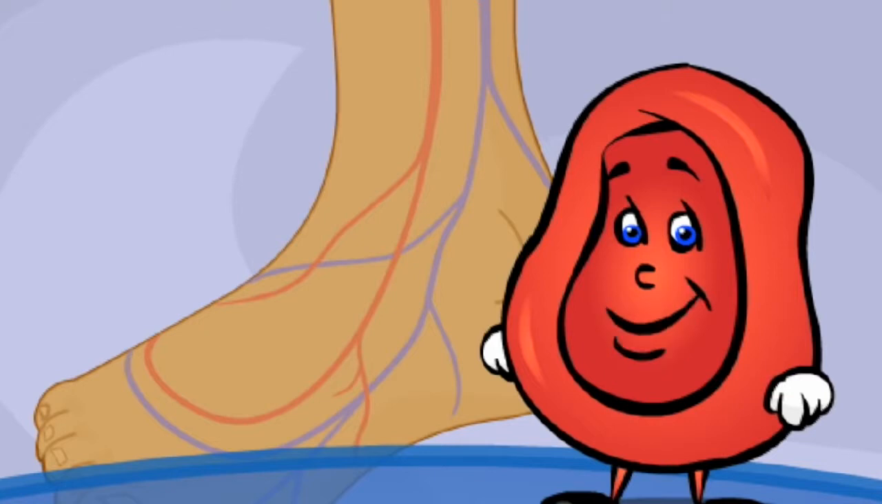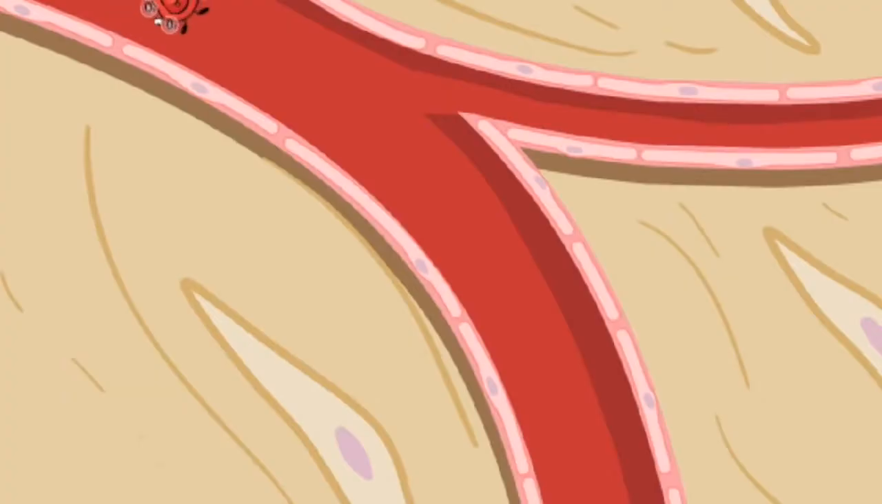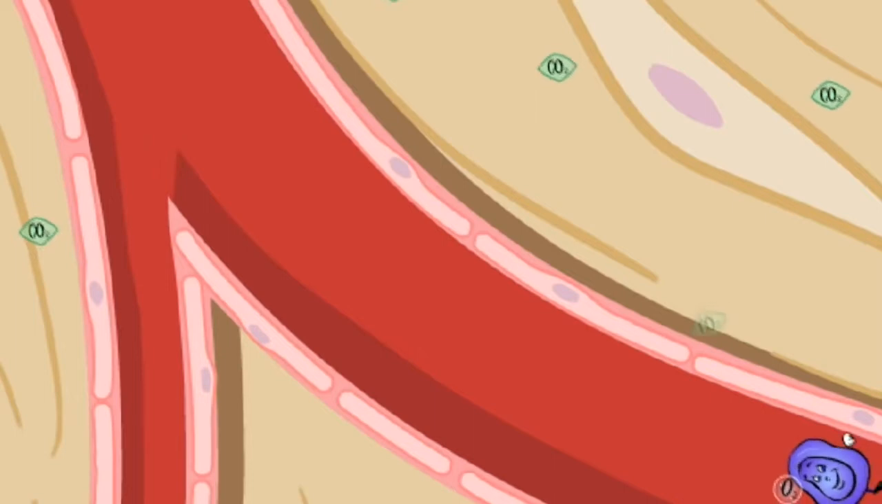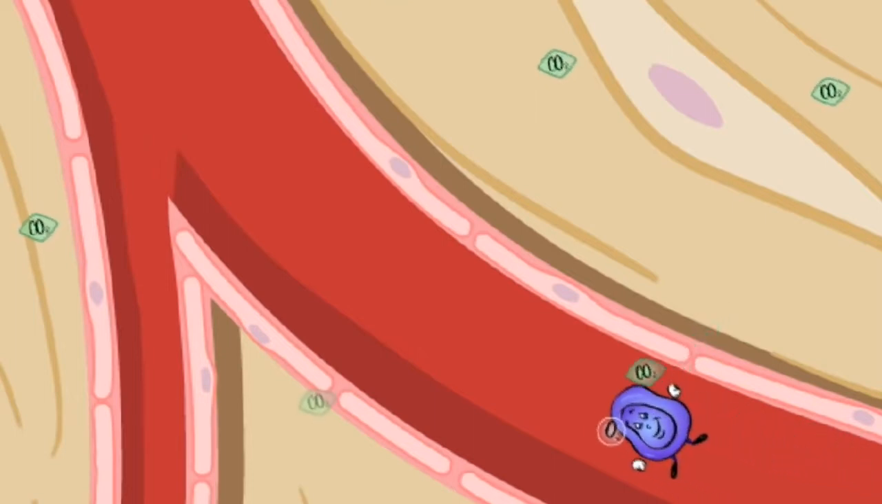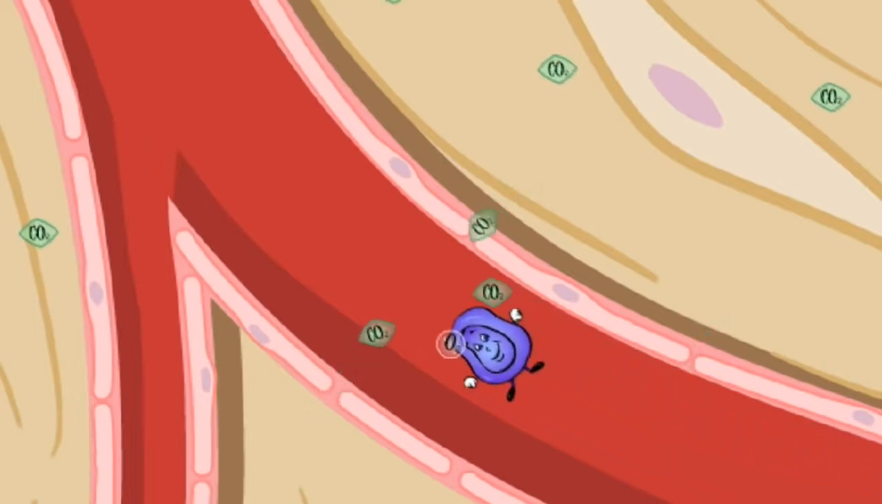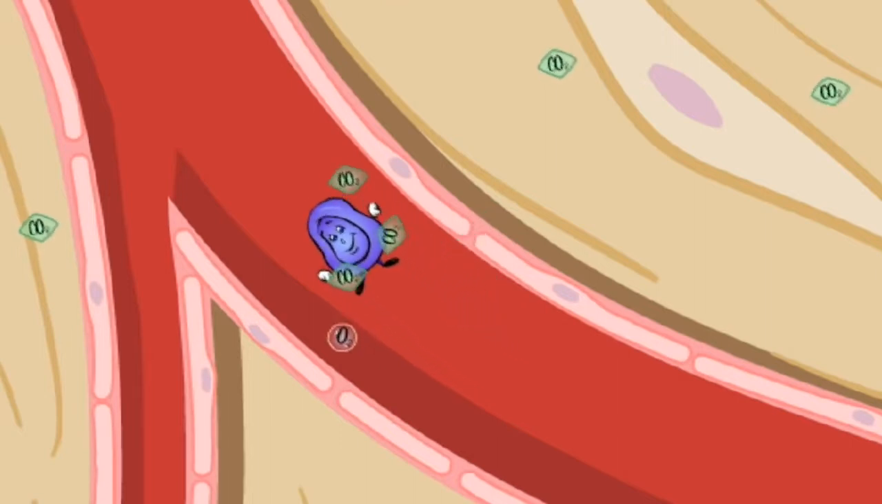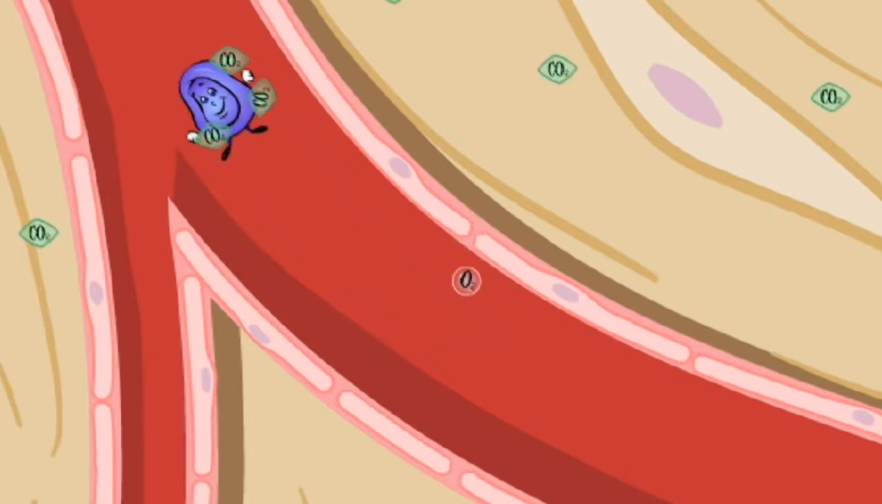I like my job because I get to travel. Here I am making a delivery in the foot area. All I have to do is draw near to the tunnel wall and the oxygen will just jump out of my truck and squeeze out of the tunnel. It's pretty neat to watch. While this is happening, I also make another pickup. Carbon dioxide needs to be taken up to the lungs so that the body can get rid of it by breathing out. And I'm just the cell to do it. I grab some and off I go again.